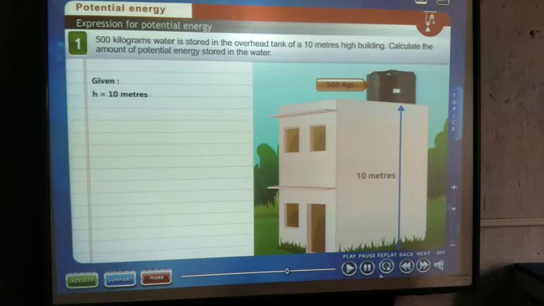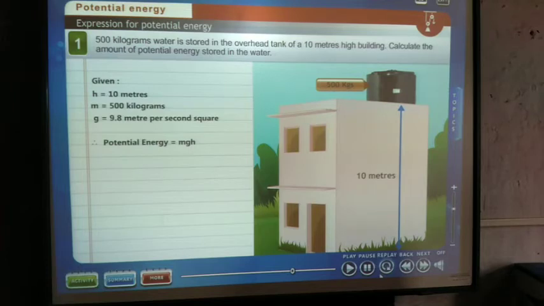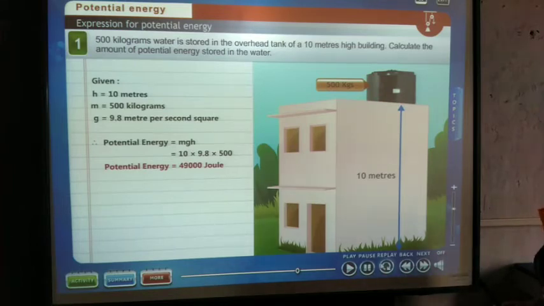See what we have given here. H is equal to 10 meters, m is equal to 500 kilograms and g is equal to 9.8 meter per second square. We know the formula: potential energy is equal to mgh. Put the values: 10 into 9.8 into 500. Multiply it. We will get the answer 49,000 joule.